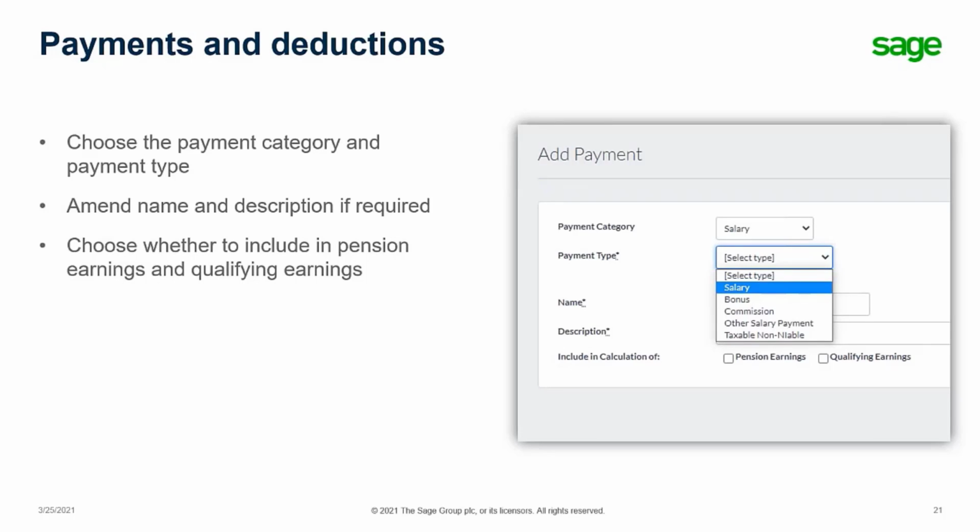You can also set up payments and deductions from within your pay run if needed. It's really straightforward. You choose the category and the type, and you choose the name, and that name will show on the payslip. The description is just for your information, and the employee doesn't see that on the payslip anywhere. You do have tick boxes to include that payment in pension and qualifying earnings. You will understand a little more about what that does as we show you the pension setup video soon.